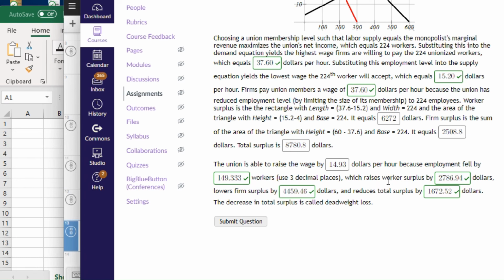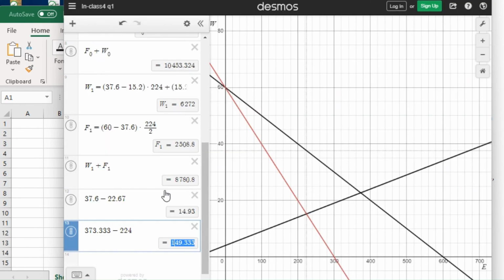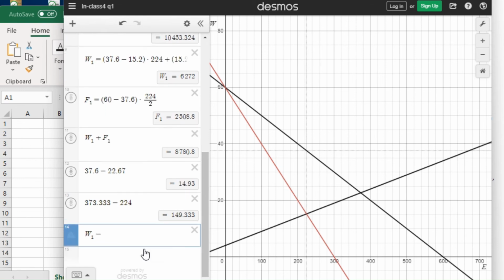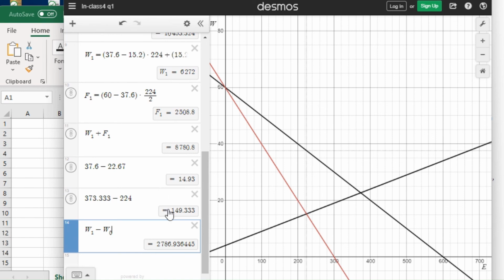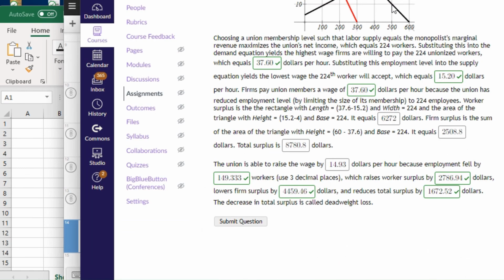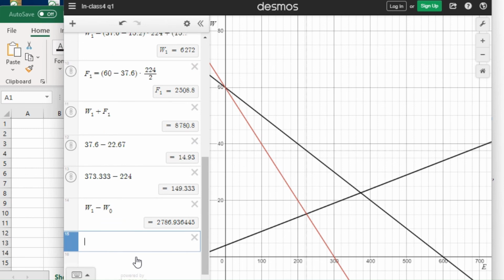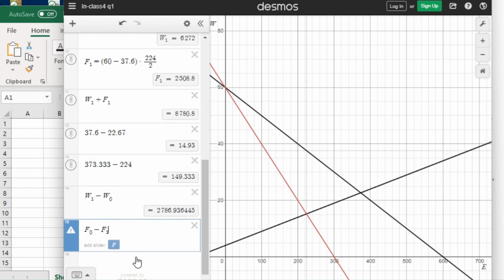Worker surplus. Now, not all of it's going to the workers, right? Some of that worker surplus is going to the union bosses, right? So worker surplus, if I take W1 minus W0, worker surplus increased by this value here, right? 0.94. Right? It increased by that value. Firm surplus, right? Firm surplus fell by that amount, right?